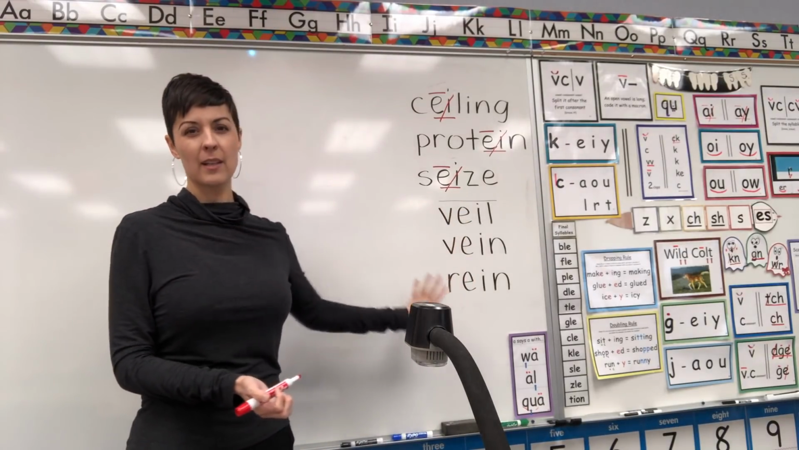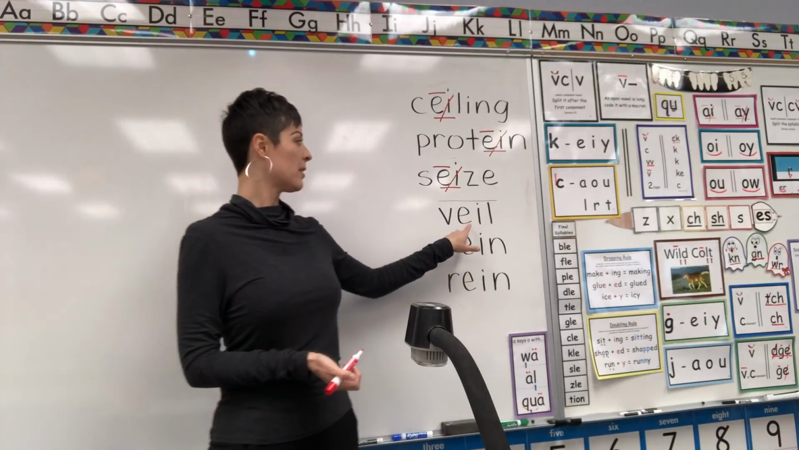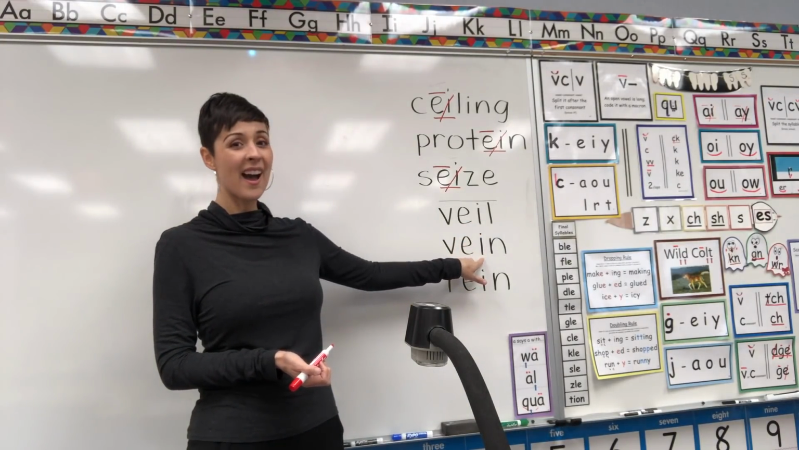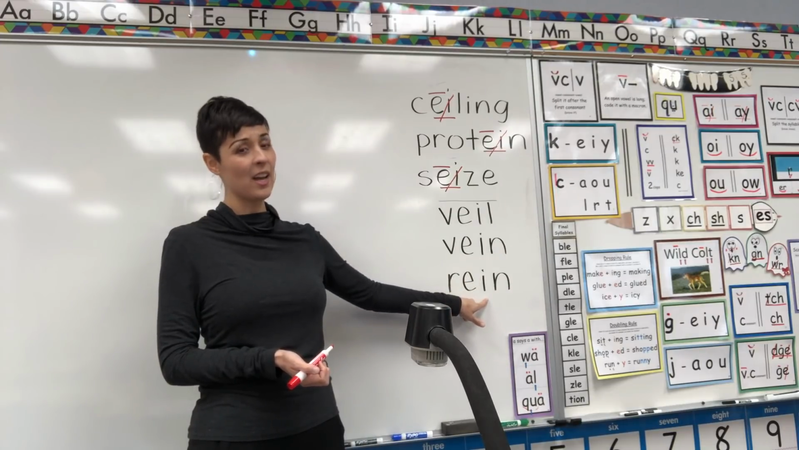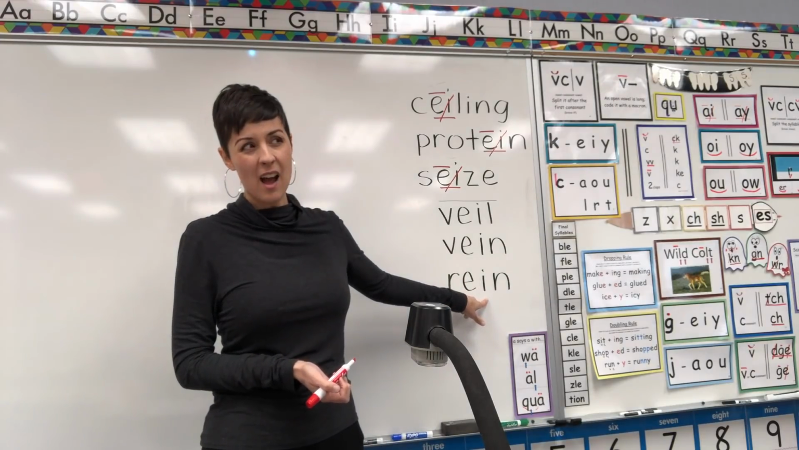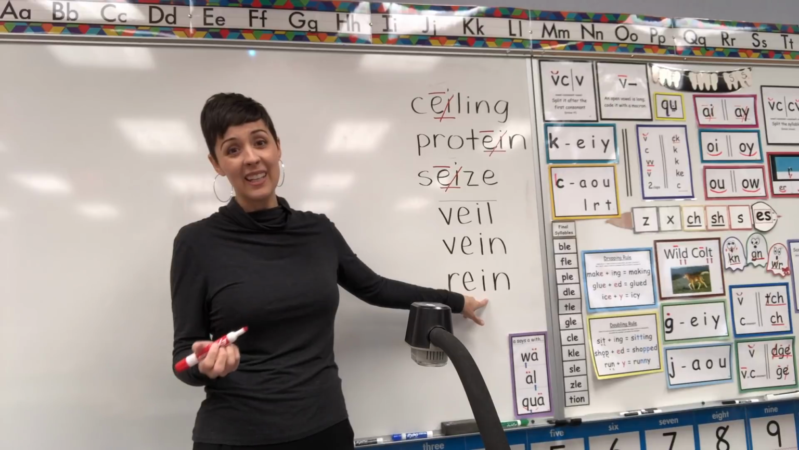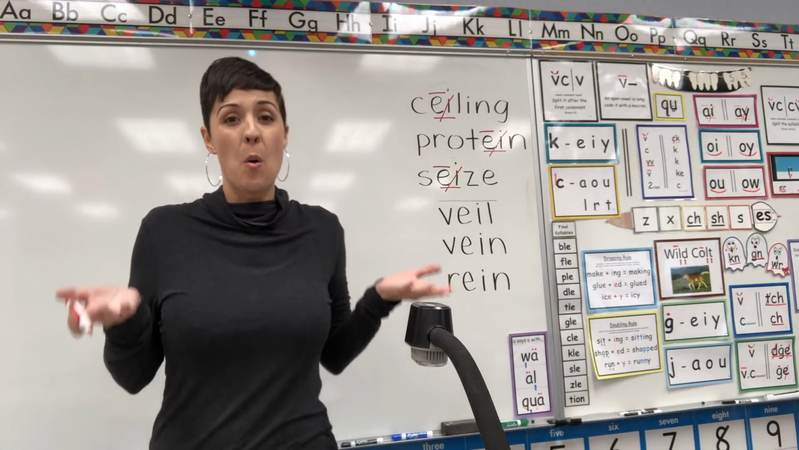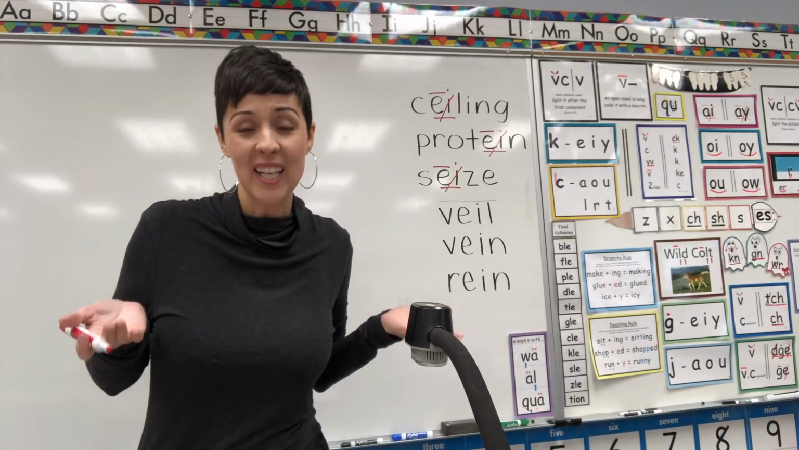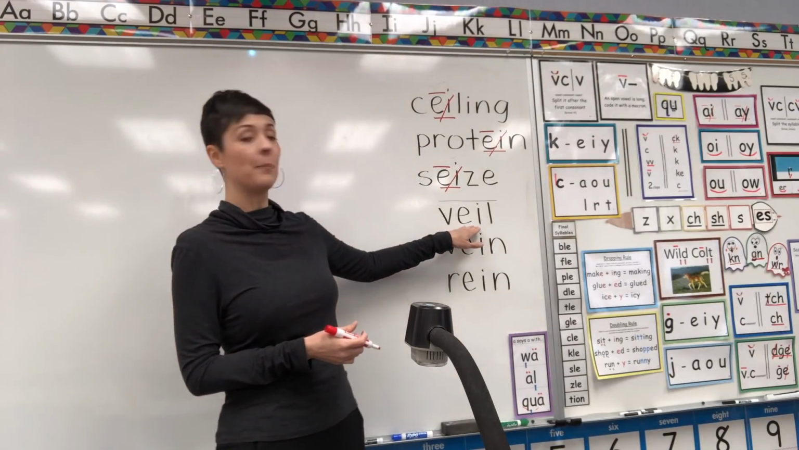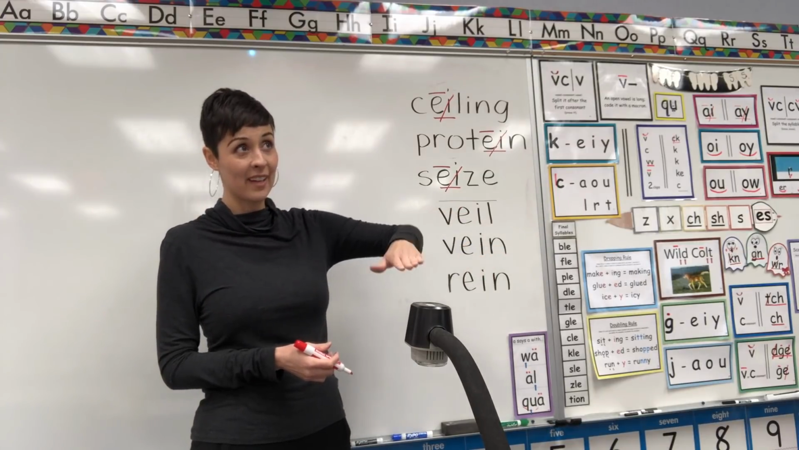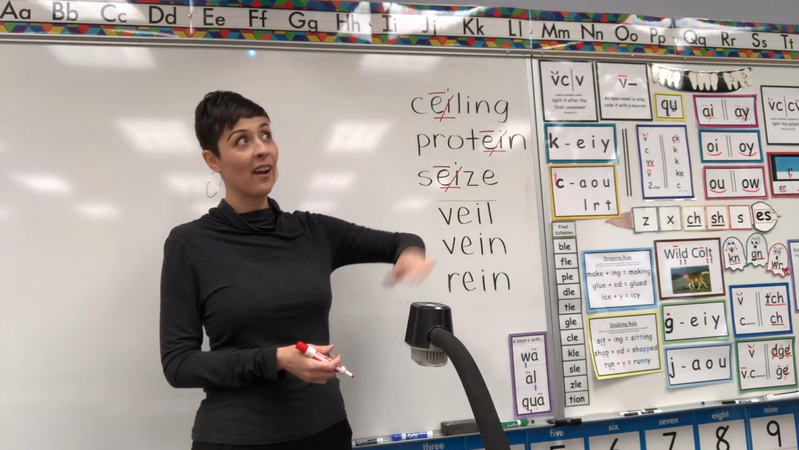Okay, let's come down here, and I want you to notice that I still have EI, EI, EI. But the EI is not saying E in any of these words. So I want you to echo me and listen. What sound is EI saying in these words? My turn first. Veil, vein, rain.